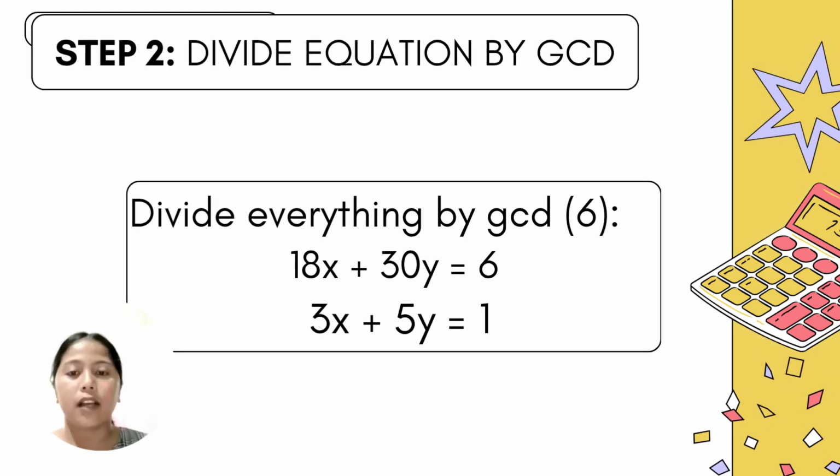And we also have step 2, divide the equation by the GCD. So we need to divide everything by the GCD, and our GCD is 6. So our original equation is 18x plus 30y is equal to 6. If we divide 18 by 6 it is equal to 3, then copy the variable x, then the operation is addition, then 30 divided by 6 is 5, y is equal to 1. So it is simplified as 3x plus 5y is equal to 1.